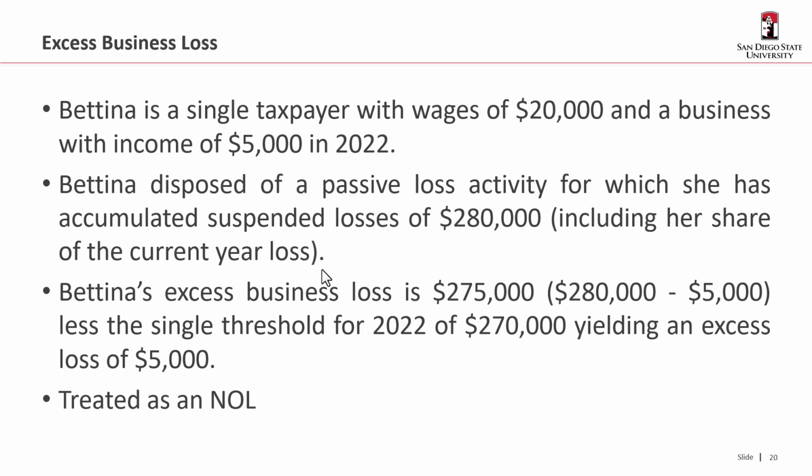So Bettina's a single taxpayer. She's got wages of $20,000, business income of $5,000. She disposes of a passive loss activity for which she has accumulated suspended losses of $280,000. And I know we haven't really covered passive because I took a pass on it in chapter 6. It'll be back though, don't worry. So she's got this giant suspended loss of $280,000 that now she's disposed of the activity, she can take it all. Well, her excess business loss is the $280,000 minus the $5,000 of business income.